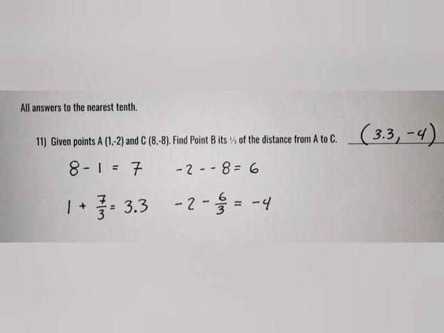For the y's, we're going to go from negative 2 to negative 8, which is a distance of 6. Then we're going to take that 6, and we're going to take a third of that, which is 6 over 3. Plug negative 2 minus 6 over 3 into a calculator, and we get negative 4. Why are we subtracting this time? Because going from negative 2 to negative 8 is in a negative direction. So we're going to take those 2 points and put them back into xy coordinates, which is 3.3 comma negative 4.